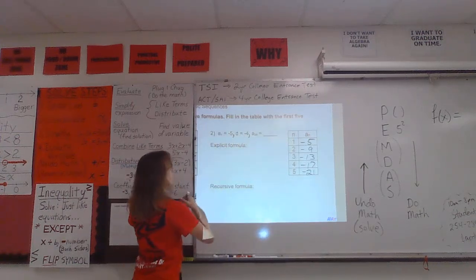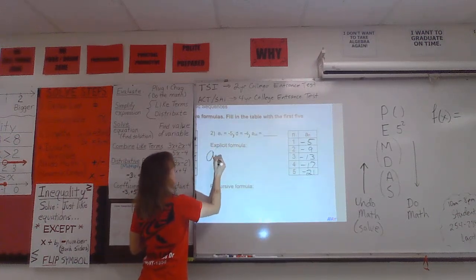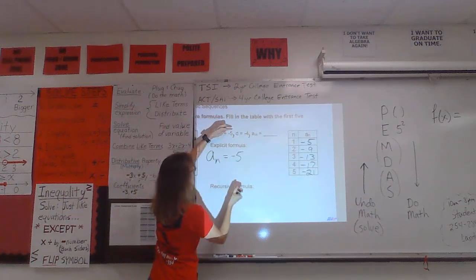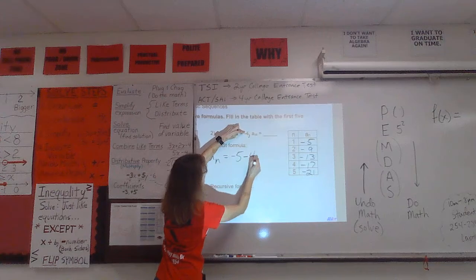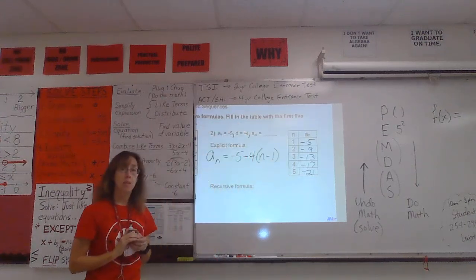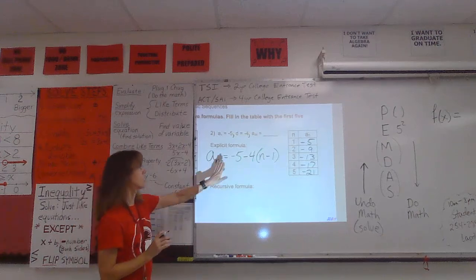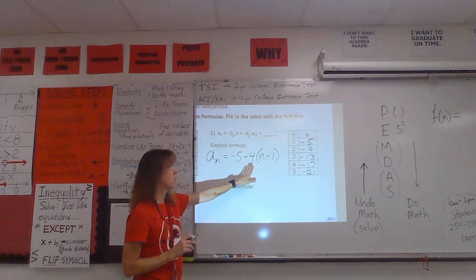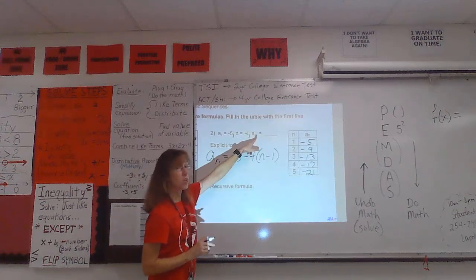Then we're going to write the explicit formula. a sub n is equal to the first term, and then your d, minus 4, parentheses, n minus 1. That is the explicit formula for this pattern. When you look at it, you can see the first term, and you can see that you're going to subtract 4, subtract 4, subtract 4. Then they want you to find the 35th term.